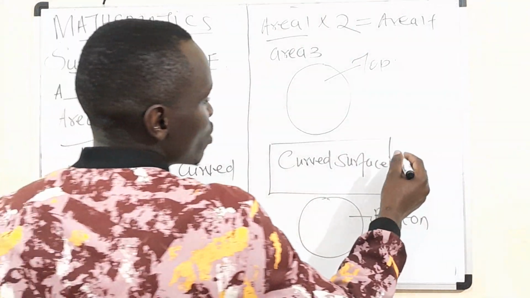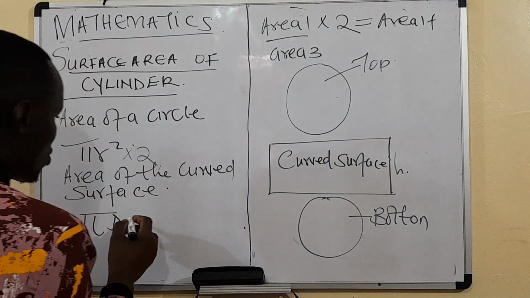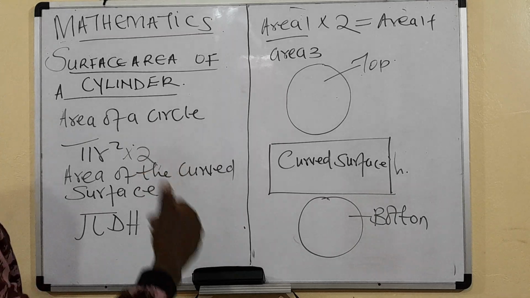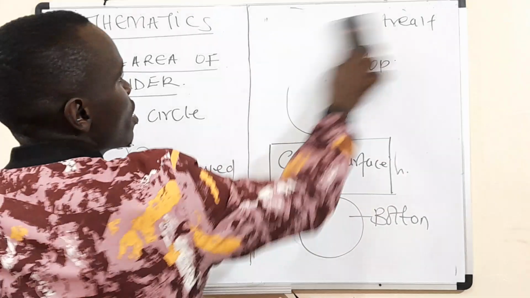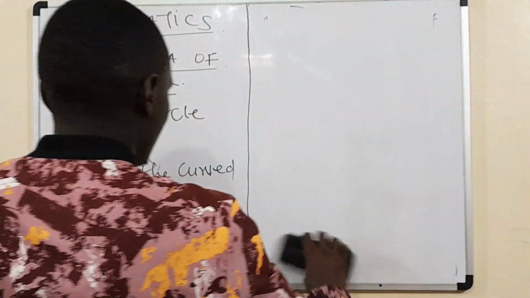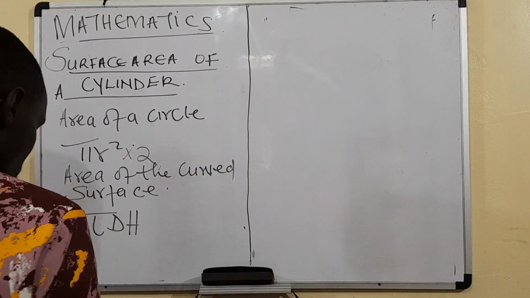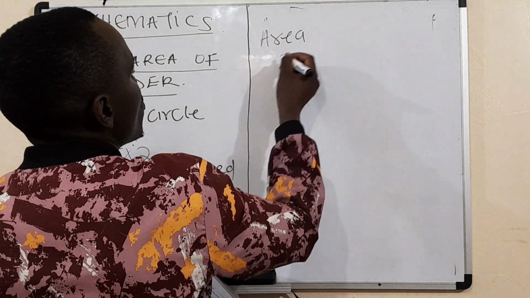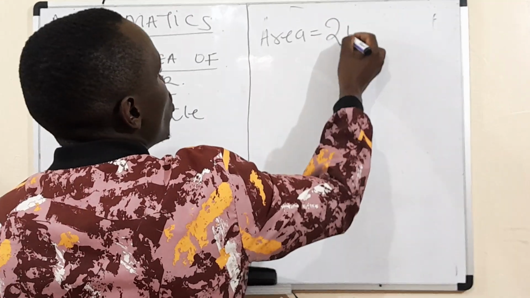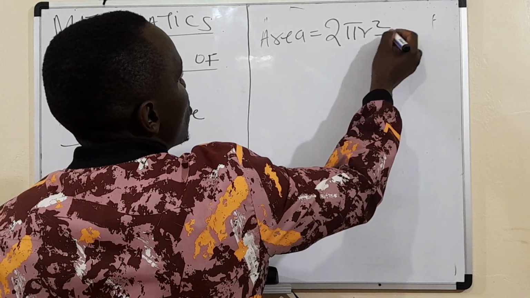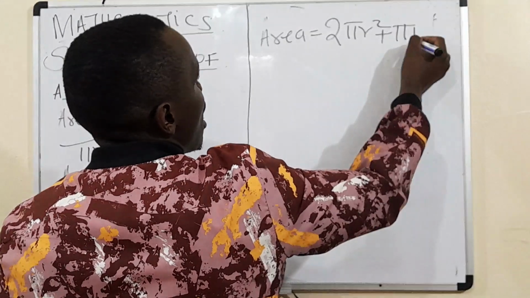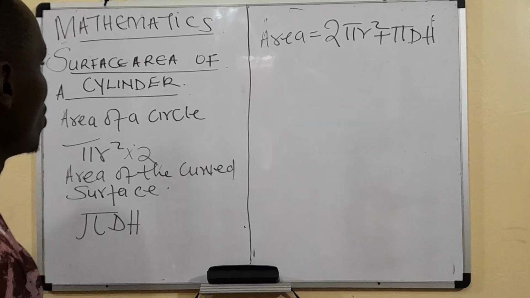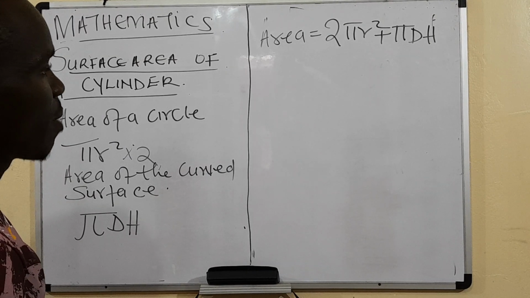There is an elongating height which acts as a width in this case, so we multiply by the height. So the area of this cylinder will be given by 2 pi r squared plus pi dh. 2 pi r squared plus pi dh.